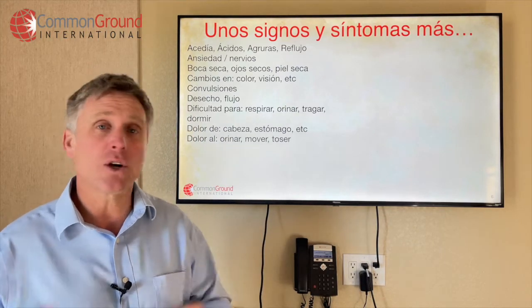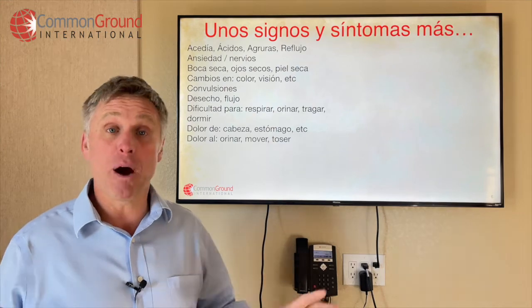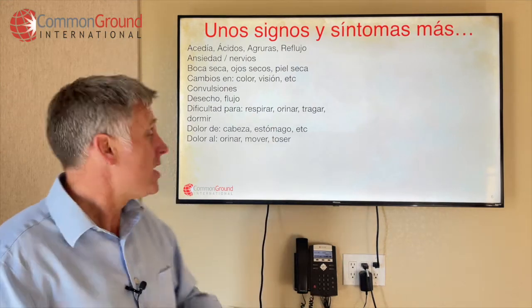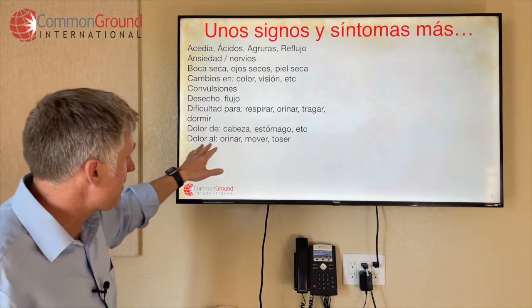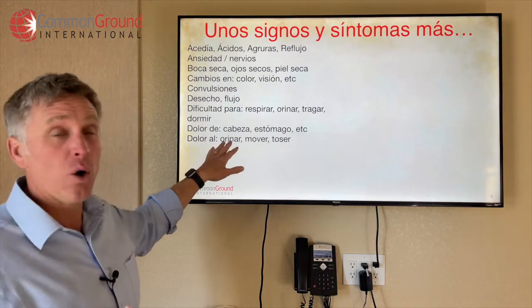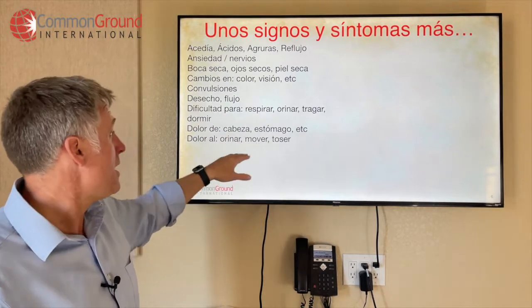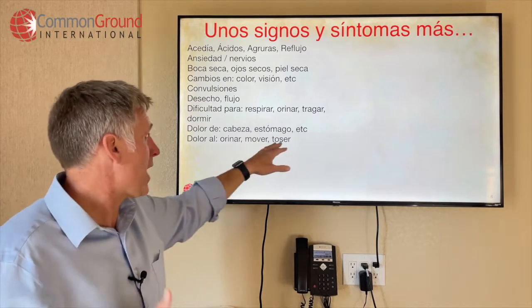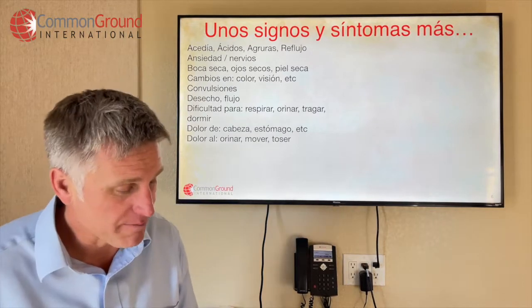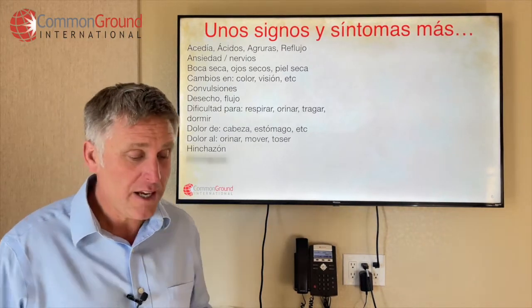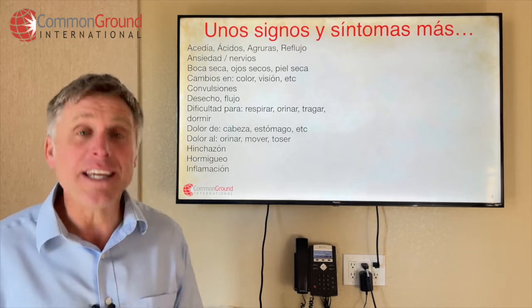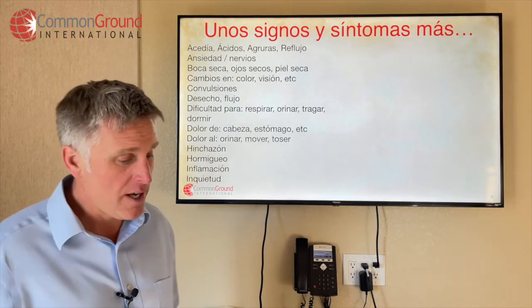Dolor al. So now it's not dolor de anymore. Dolor de, a part. Dolor al, a verb. So dolor al, pain with. Dolor al is like upon orinar. So pain with urination. Pain with moving. Dolor al toser, pain with coughing. Hinchazón, swelling. Hormigueo, tingling. Inflamación, inflammation.